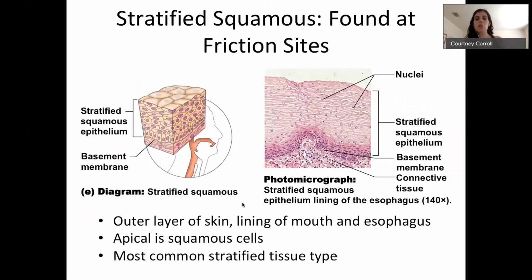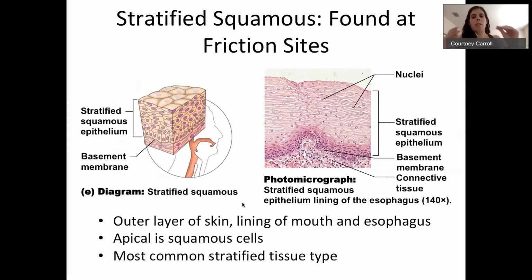Now let's talk about stratified. So again, simple is one layer, stratified, more than one layer. The most common stratified tissue type is the stratified squamous cells, and these are found at friction sites. So sites where you need the ability to rub and then lose a few cells and not have it be a big deal, that's where you're going to see this tissue.